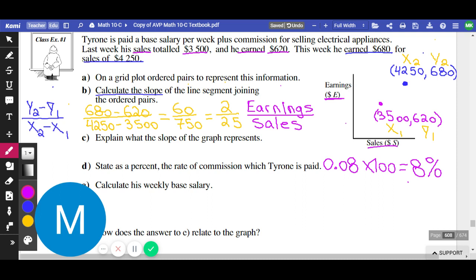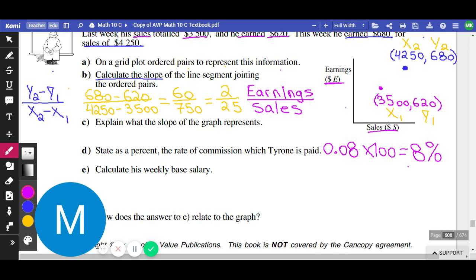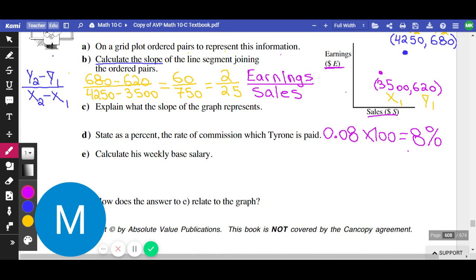Awesome. E, calculate his weekly base salary. I don't think we're going to have to do that. We might have to. Yeah, we'll do it just for fun.